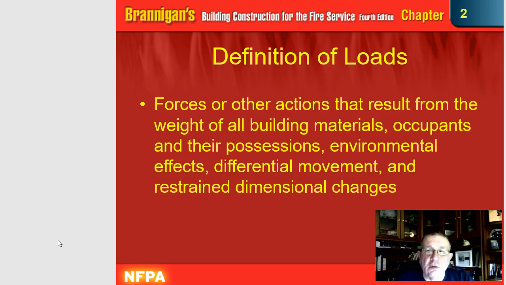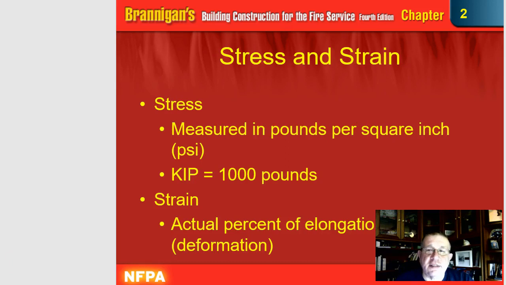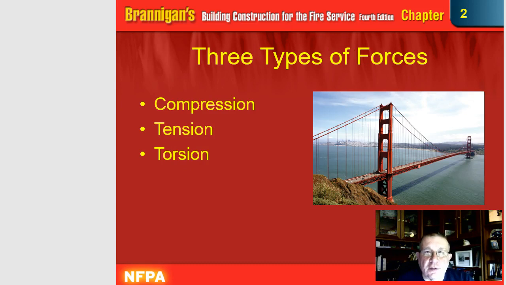So gravity is important. One of the big things you want to look at is loads. Look at the differences that are going on in the loads today. We've got stress and strain on the building. If you start measuring stress and strain, you start looking at a kip equals 1,000 pounds. And the strain is actually the elongation or deformity that starts to occur with the building materials. The big thing is force. Look at the force. You're looking at compression, tension, and torsion.